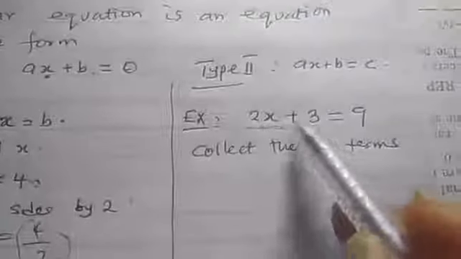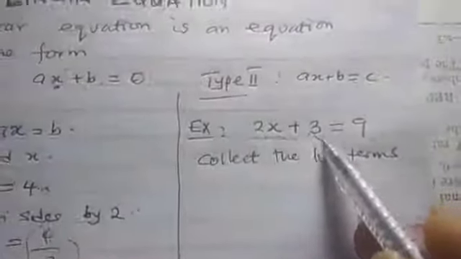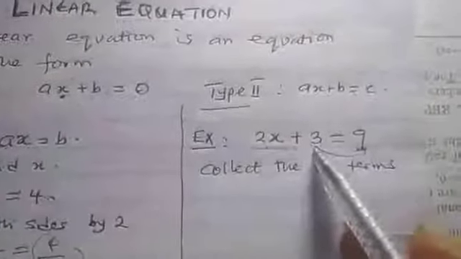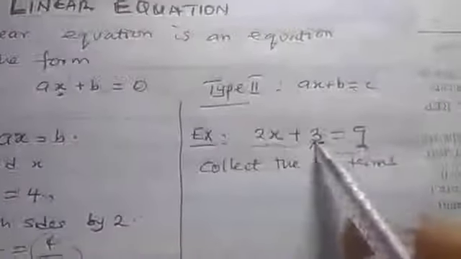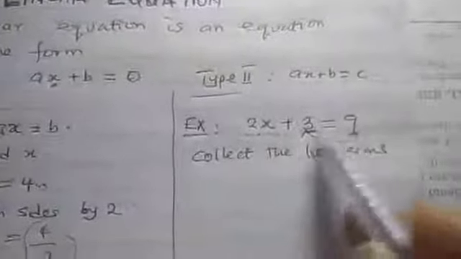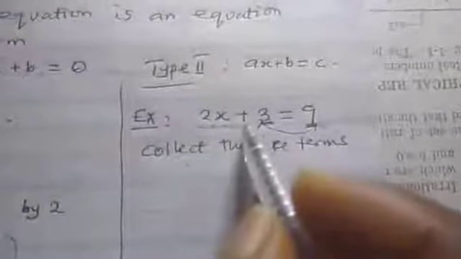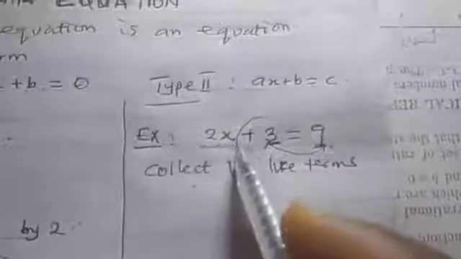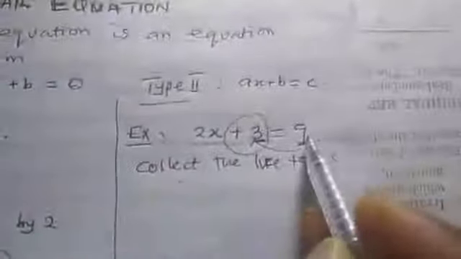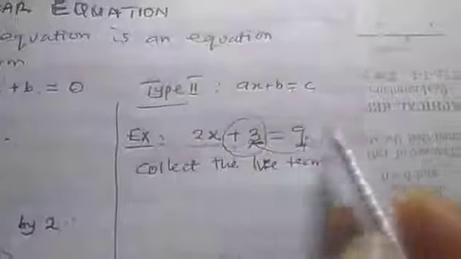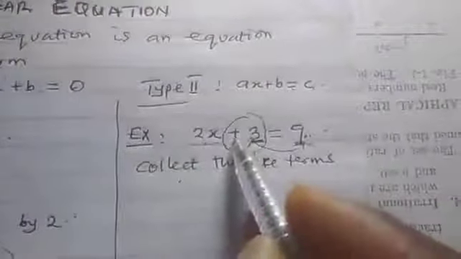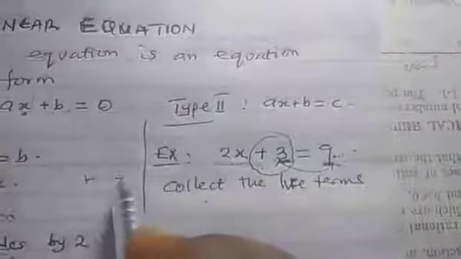So what we do is we collect the like terms. Now, what are the like terms here? These two are numbers, so these are the like terms. If I collect the like terms, it simply means that I want to take this plus 3 to join this 9. And when you take it across to collect the like terms, the sign will change to the opposite. Plus will turn to minus, and minus will turn to plus.